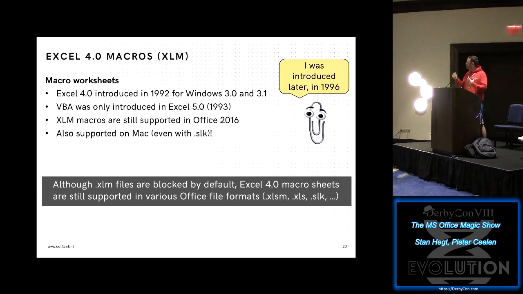So you can embed Excel 4.0 macros in different file formats. There's one file format which was really developed to contain this, which is XLM files, and they are actually being blocked by recent Microsoft Office versions. But Excel 4.0 macros can still be embedded in sheets within modern file formats like XLSM, XLS, or ancient file formats like SLK, and that still works. So you're now probably wondering, how do I create such an Excel 4.0 macro in, for example, XLS?